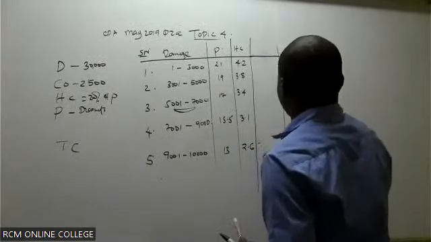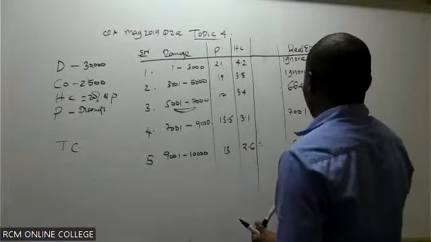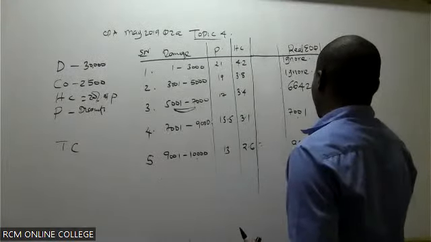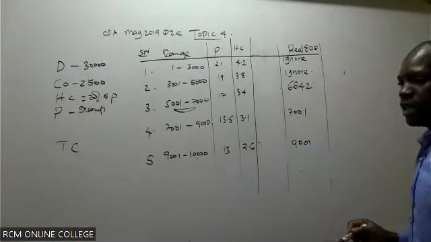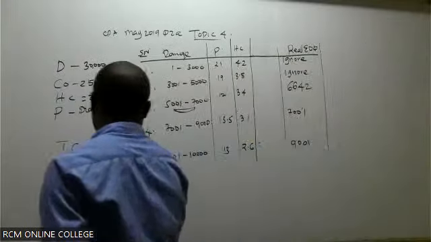Good. So having done that, I believe we have, was this one here 90? Was this one here 9,001? Was it 9,001?